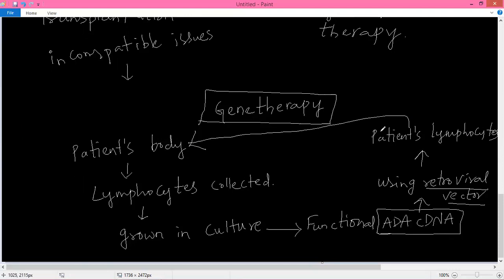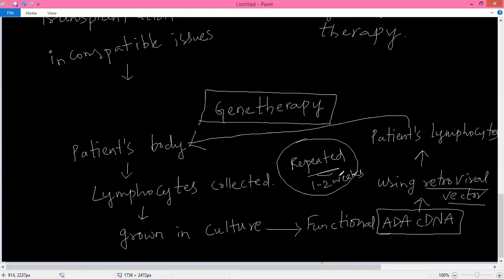This has to be periodically repeated. Why? Because the lymphocytes have a very short lifespan, 1 to 2 weeks only, right? So it has to be repeated further.